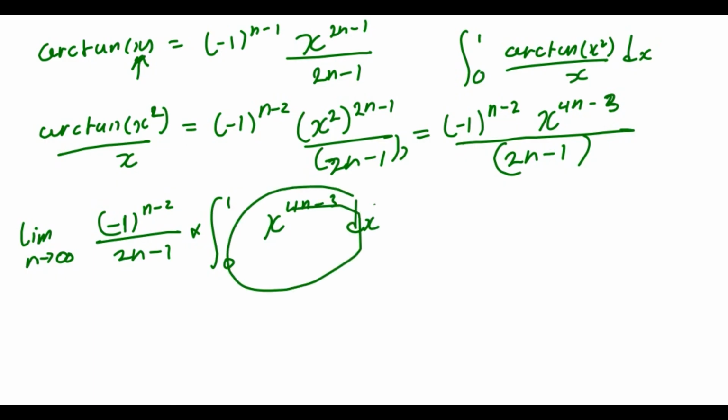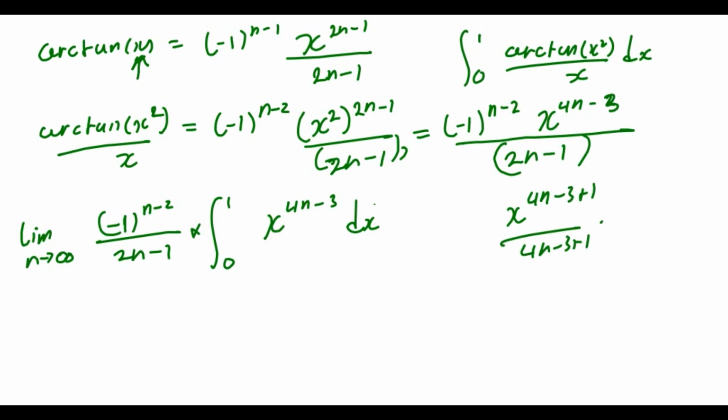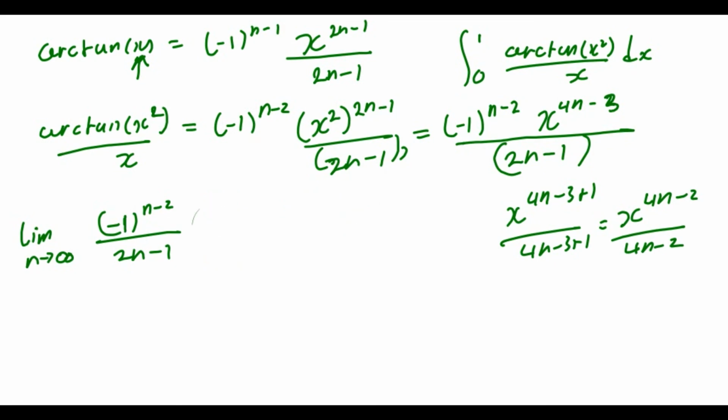When you integrate this part, it's just a matter of adding the power. You do the same on the denominator, so it's x to the power 4n minus 3 plus 1 divided by 4n minus 3 plus 1, which is just x to the power 4n minus 2 divided by 4n minus 2. Remember you're still evaluating, so that is x to the power 4n minus 2 divided by 4n minus 2, from 0 to 1.